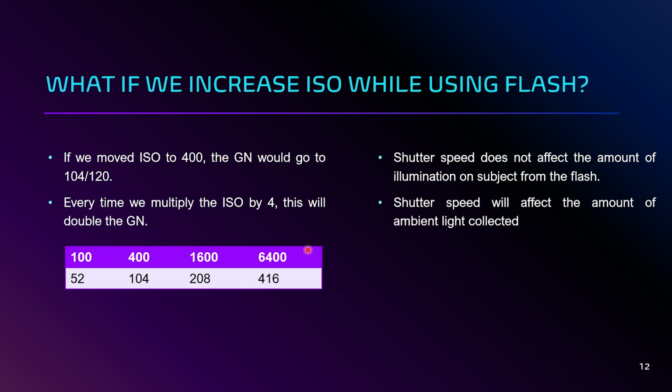In this chart, you will get to know that at ISO 100, we have a gauge number of 52, at 400 we have 104, at 1600 we will get 208 as the gauge number, and at 6400 your gauge number becomes 416.